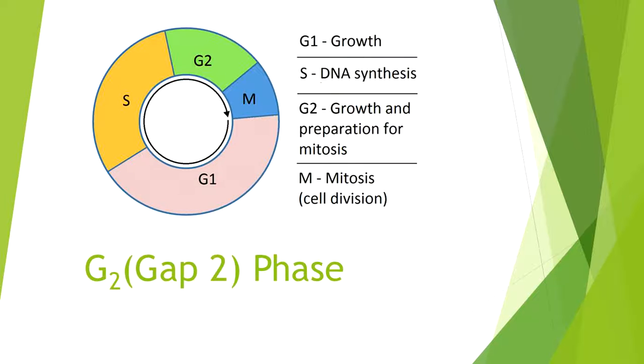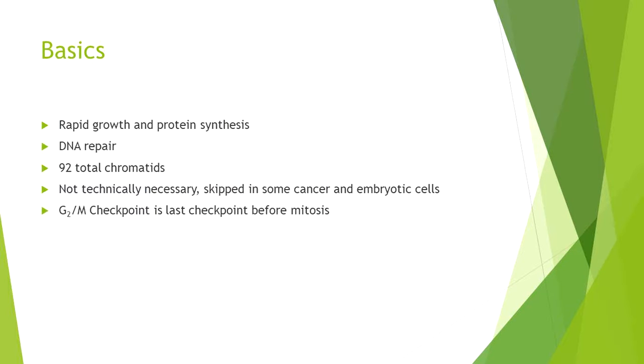The G2 or gap 2 phase is the phase of the cell cycle that follows the S phase and precedes mitosis. In this phase, the cell makes various preparations for mitosis, including DNA repair, and has a total of 92 chromatids. This phase is not technically necessary and is skipped in some specific cells, such as cancers. It also contains the G2/M checkpoint, which is the last checkpoint before mitosis.